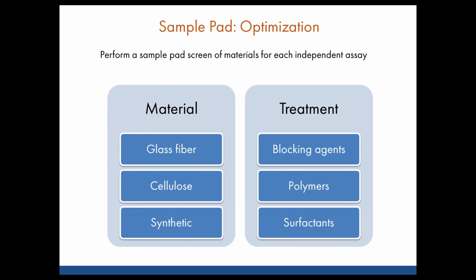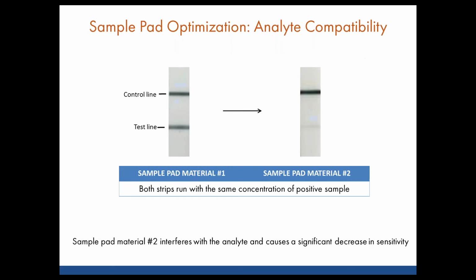Sample pad materials can be treated by immersion into the buffer or dispensing the buffer mechanically. The treated pad should be fully dried in a forced air oven and stored in a desiccated environment with less than 20% humidity. One important factor to consider when screening sample pads is analyte compatibility.